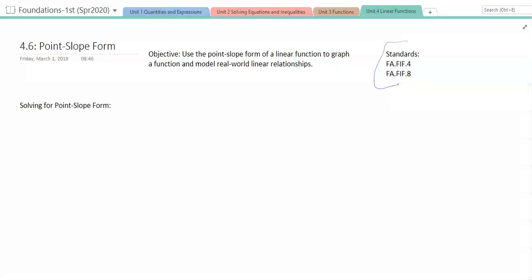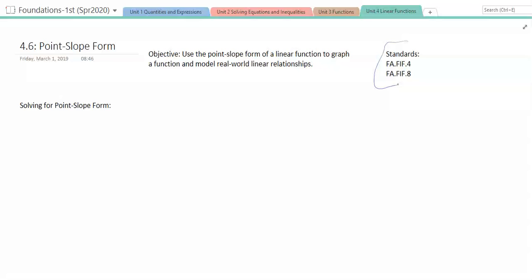We're not going to do too much of the translating between different forms today. We'll do a little bit here with this first example, but we'll hit more of that as we get to sections 7, 8, and 9. All right, so let's start off with talking about what is point slope form.